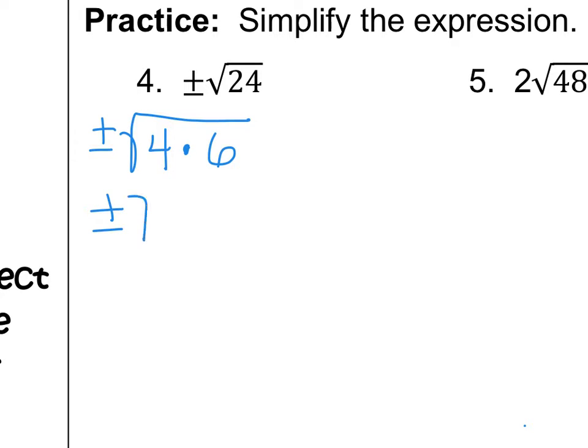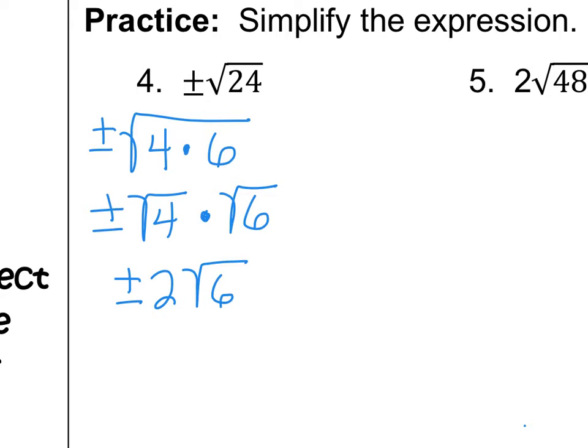Now I can start to solve this. This is really the same as the square root of 4 times the square root of 6. And we know what the square root of 4 is. That's a perfect square. So our answer comes out to plus or minus 2, because that's the square root of 4, times the square root of 6. We cannot reduce or simplify the square root of 6 any further. So that's our answer.